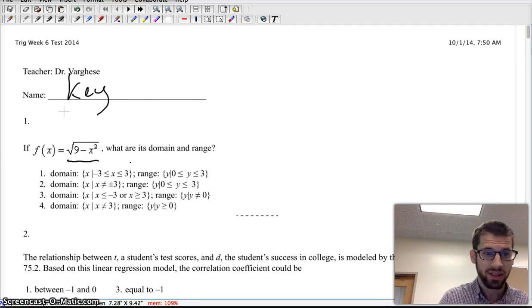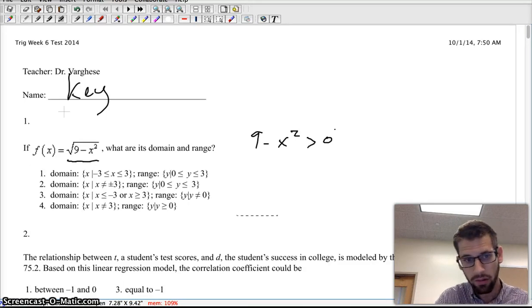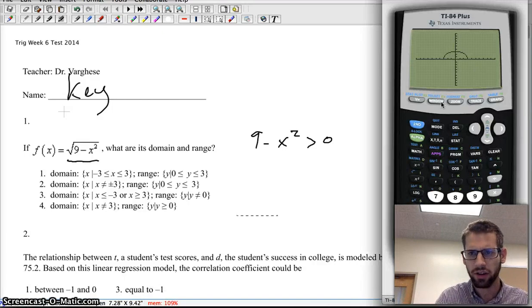Number 1, it's asking me for the domain and range of this function. One thing I could do is, I know that this is a square root, so I know that 9 minus x squared can never be negative, so I could say that it has to be greater than 0, and then I could solve. But what I'm going to do instead, because it might be easier for some of you, is I'm actually going to go ahead and graph it.